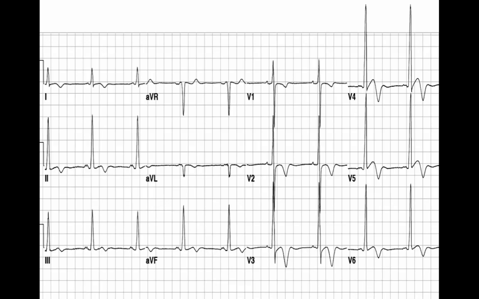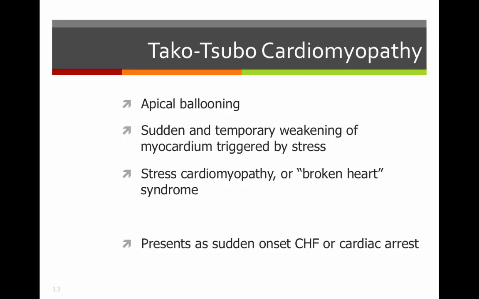In our second patient, we don't have those deep, narrow septal Q waves that we saw in our previous patient. So our lateral leads, no Q waves here. Our inferior leads, no Q waves there. But we've got our inverted, symmetrical T waves in our precordial leads. The next type of cardiomyopathy we're going to talk about is Takotsubo cardiomyopathy.